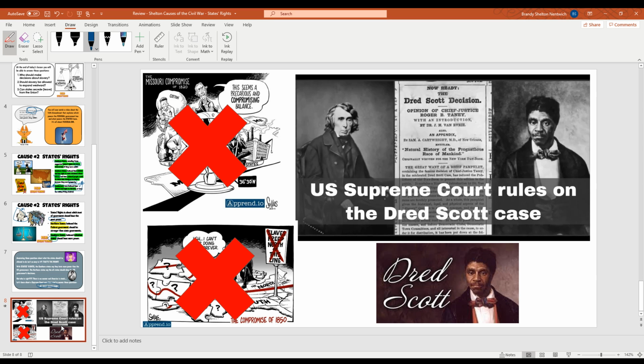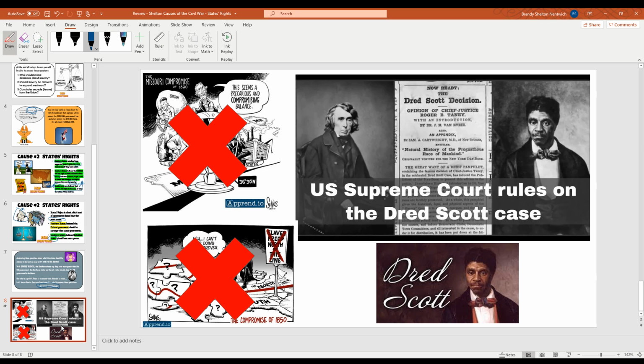Now, don't forget, Dred Scott was a slave. He was born in a slave state. He lived there for a long time, and then his owner took him to a free state. While he was in that free state, he lived there with his owner, and then he got married. He had a couple of kids, and then his owner took him back to a slave state.